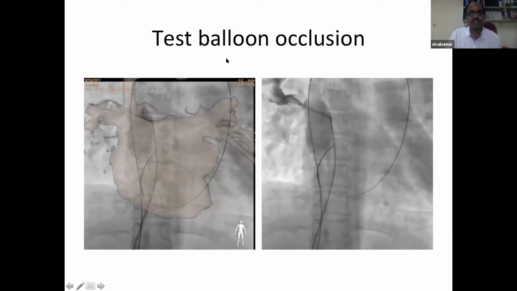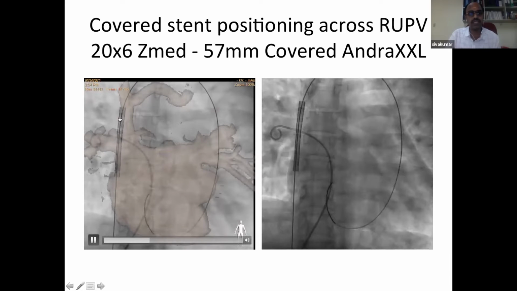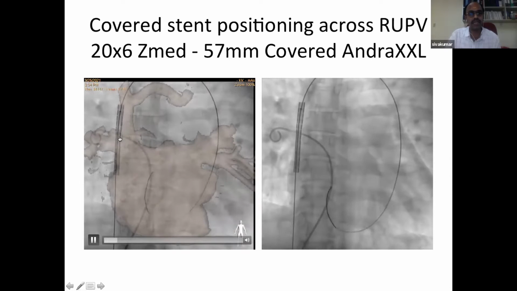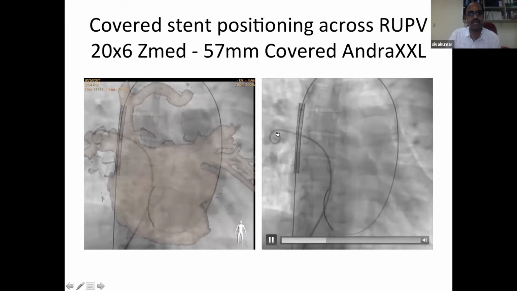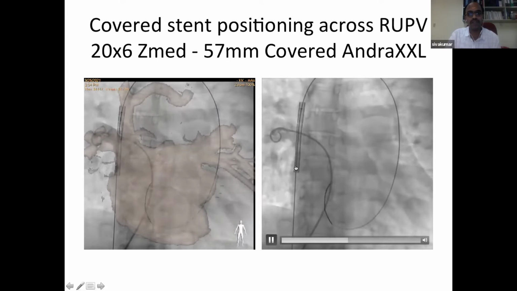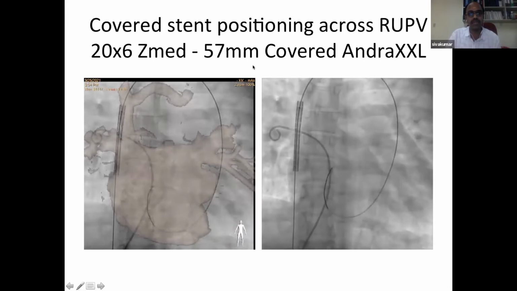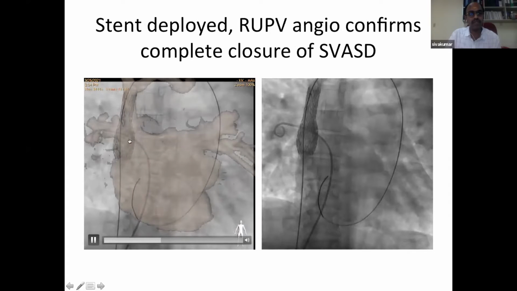Now, after we know that the test balloon occlusion is occluding the sinus venosus ASD, the next step is positioning the covered stent. This is a long Andra covered stent across the right upper pulmonary vein, where the pigtail is now sitting here and showing where is the right upper pulmonary vein. And now, after positioning the covered stent in the middle of the region, we then inflate it. Now the balloon is inflated.